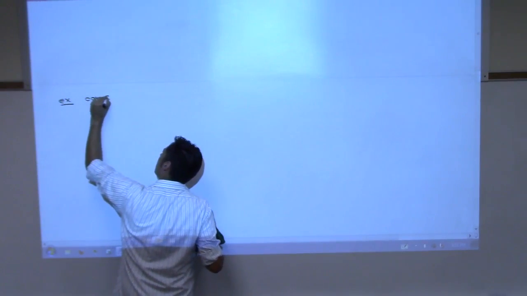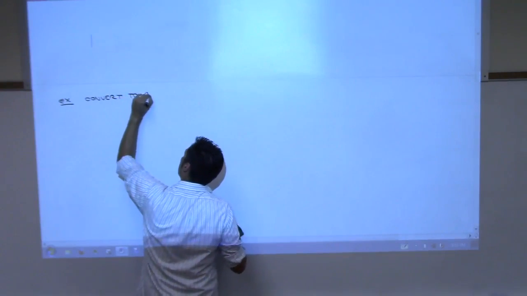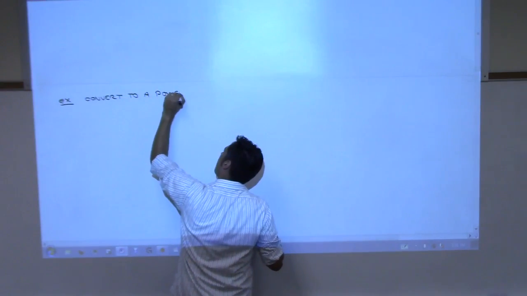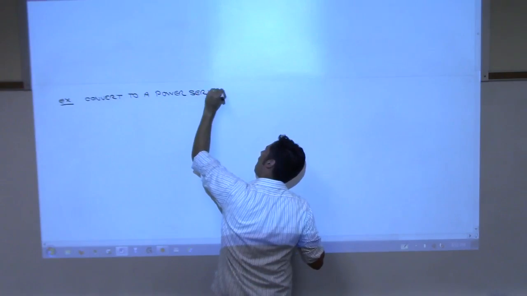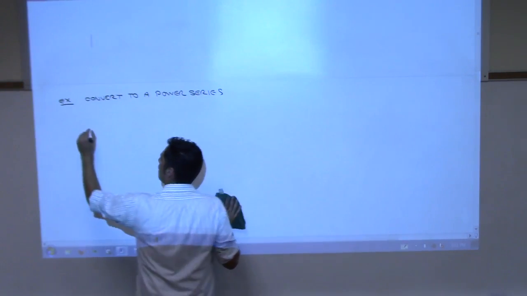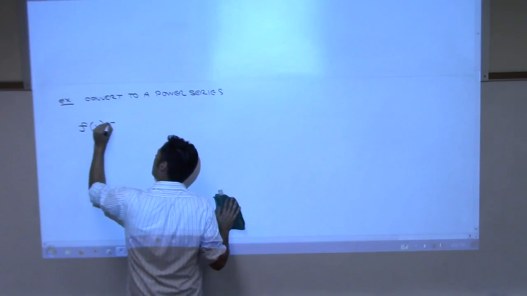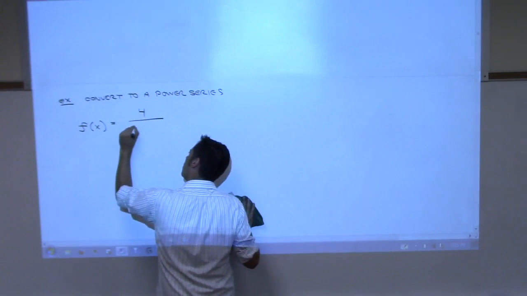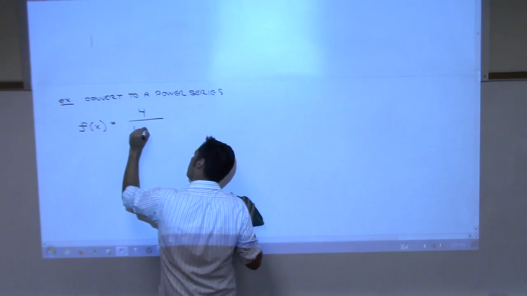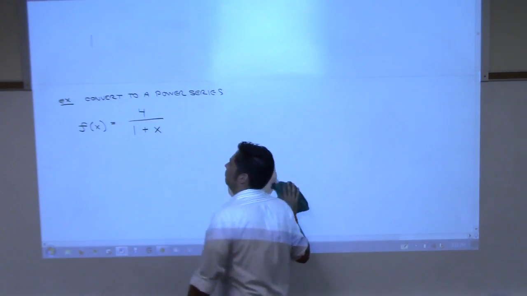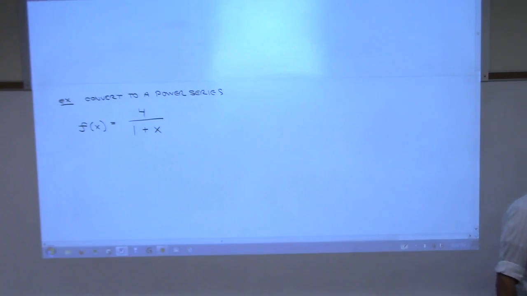Convert to a power series. All right, here we go. Here's the function, f of x equals 4 over 1 plus x. Now for this first one, I'm going to just kind of walk you through it, and I think you'll catch on to what I'm doing, and then the next one might be a little easier.